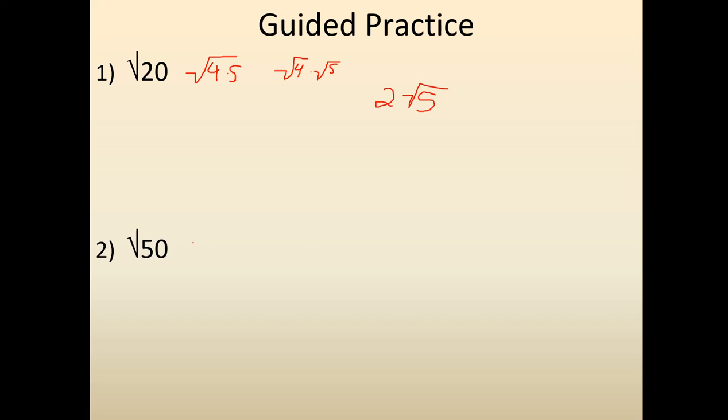Over here, do the same thing. The biggest perfect square is 25. And then when we do this, we're going to have square root 25 times square root 2, which ends up being 5 radical 2. All right, next, pause the video, work it yourself, and we'll go over it in a second.